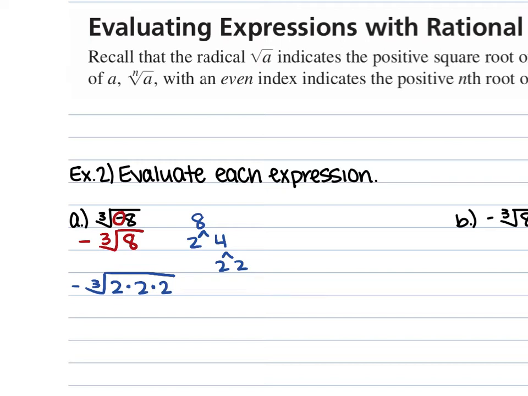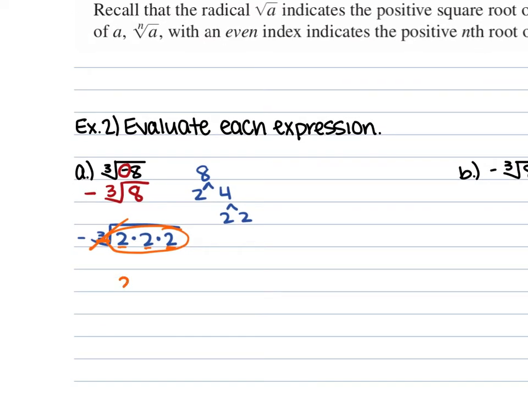Our index is 3. So I need 3 of the same number in order to cancel out that radical. Do I have 3 2's? I have 1, 2, 3. Yes, I do. So I can cancel out that radical and just rewrite one of those 2's with that negative in front of it, and that is my answer.